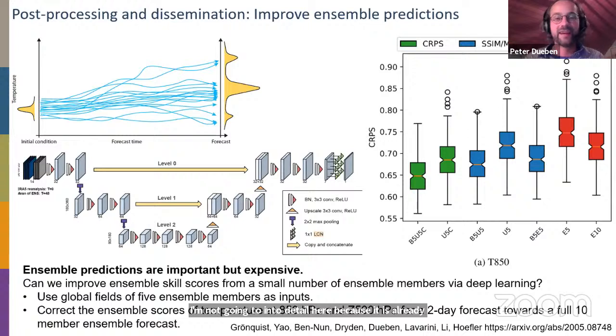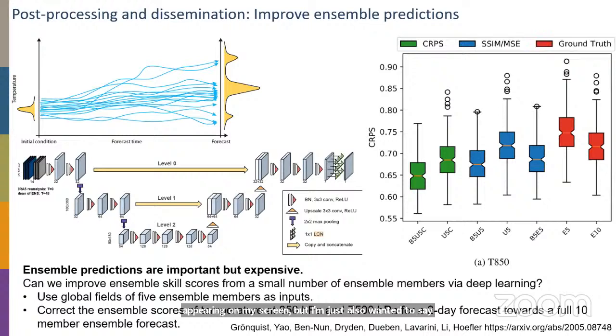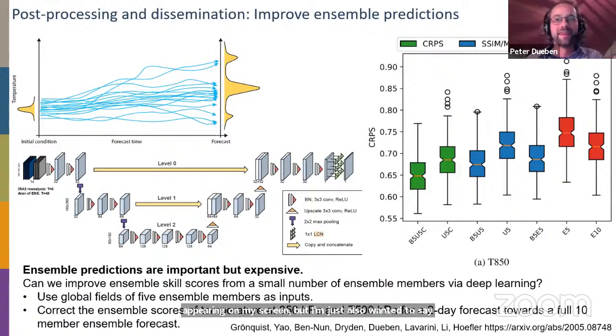I'm not going into detail here because Imi is already appearing on my screen. Oh, she's disappeared again, so I have another 5 minutes. I just wanted to say that post-processing, for example, is also a good way where you don't need to care too much about knowledge-guided machine learning, because errors are not going to accumulate over time.